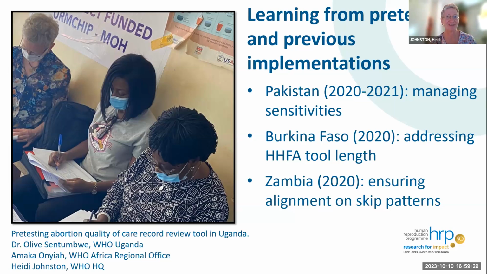I want to talk briefly about the picture here. It's one of my favorites. We have the 3 levels of the organization all focused on one output, one aim. So this is Olive Sintumbwe from WHO Uganda, and in the middle, Amaka Onia from the regional office, Africa, and then I'm in the corner, and we're all filling out the abortion quality of care record review tool in Uganda as a pre-test.